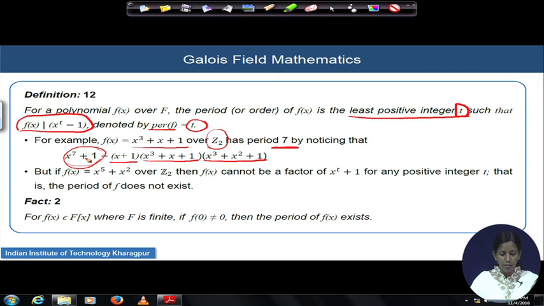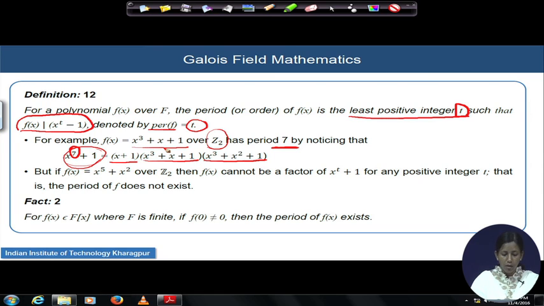And once this is the case, then we can really think that the target polynomial x to the power q plus x plus 1 is definitely divisible by this x to the power 7 plus 1, generating these two other polynomials. So, definitely then 7 is the period of this polynomial x to the power q plus x plus 1.